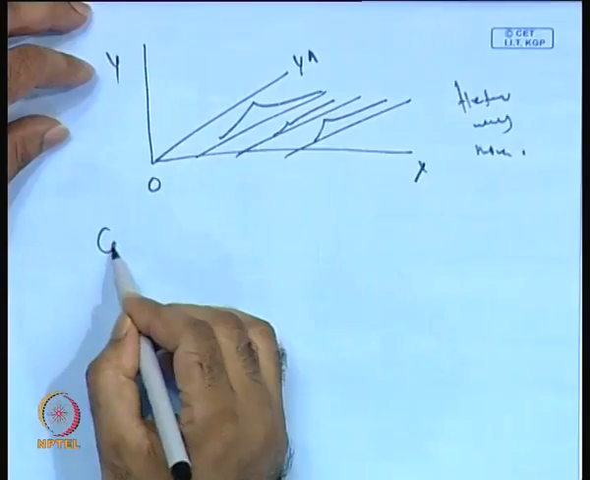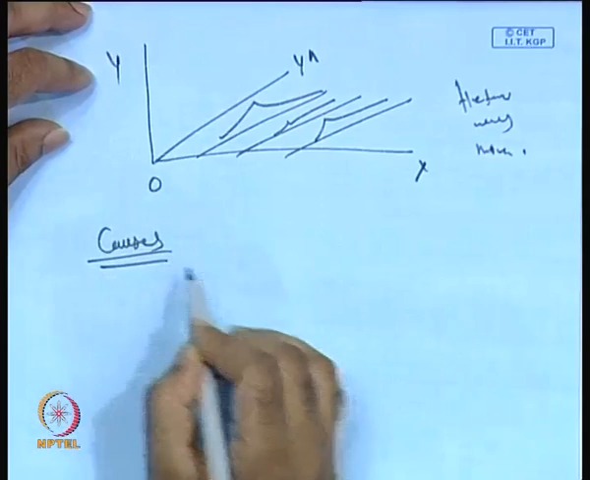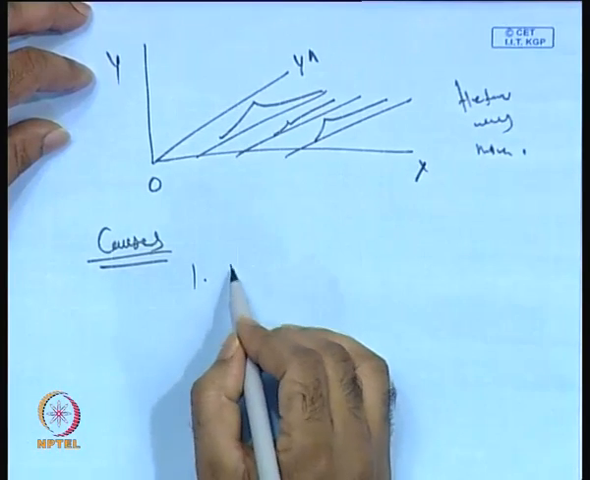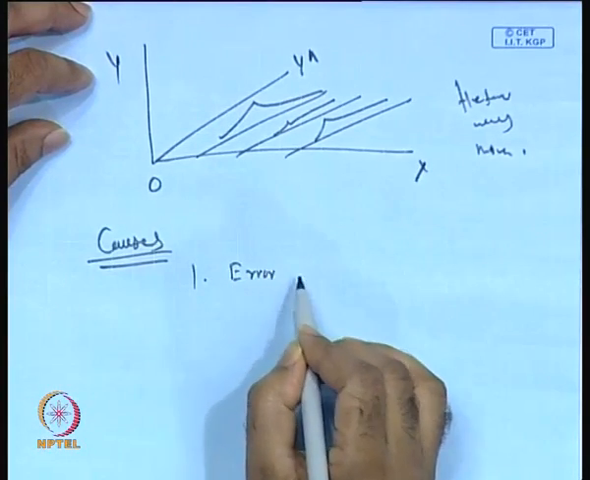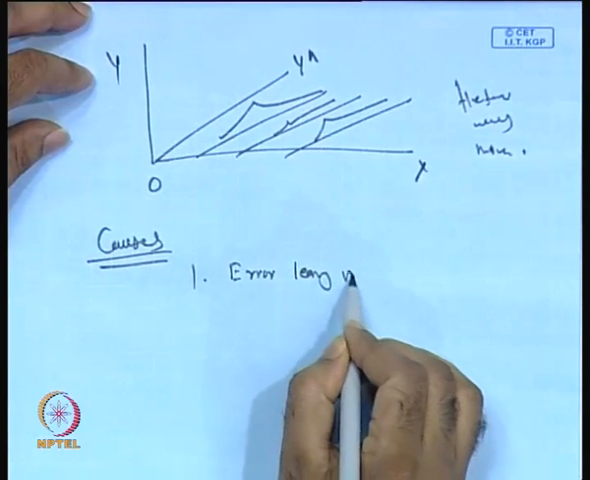So now once you know the nature of heteroscedasticity, the next obvious question is what are the causes behind this heteroscedasticity? Why does heteroscedasticity seem to be there in the econometric model? There are various reasons for that. Okay, so causes behind this heteroscedasticity problem. First is there is a concept called error learning models. Error learning models.